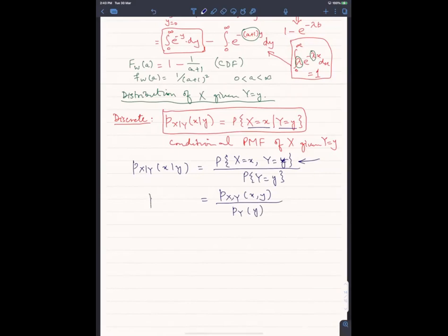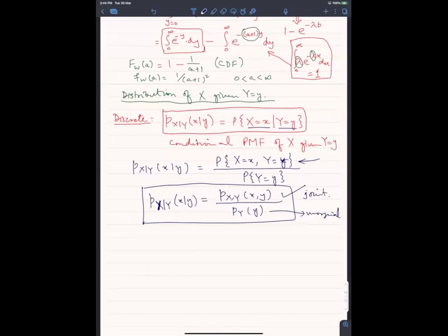So conditional PMF of x given y is equal to the ratio of the joint. This is joint and this is your marginal. Y का marginal है, not x का marginal. Okay. So this is all good. ठीक है.